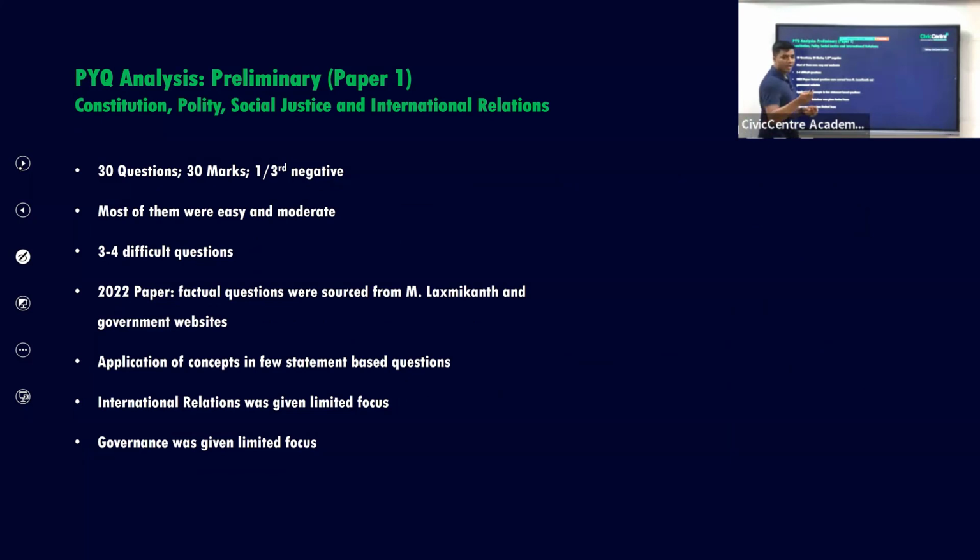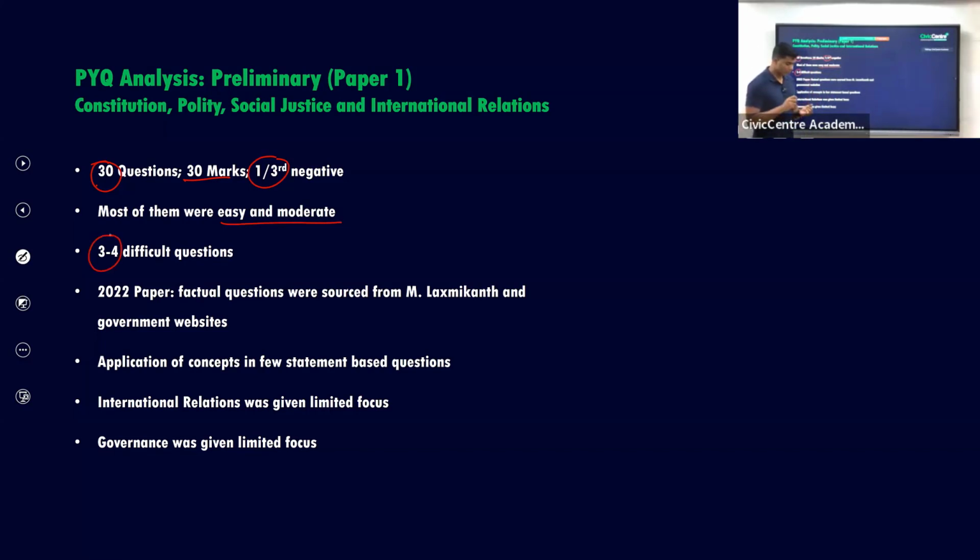PYQ analysis. I have already shown it, and the sheet will be shared with all of you. When we analyze, there are 30 questions from the polity part: polity, international relations, social justice. 30 marks, 1/3 negative. If you ask me, most of them were easy and moderate. We can say there are 3 to 4 difficult questions.